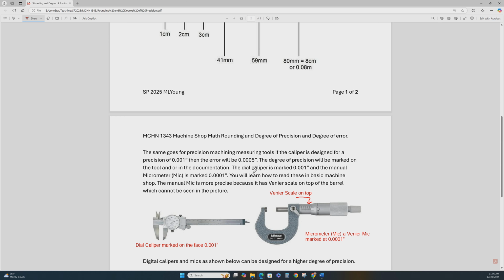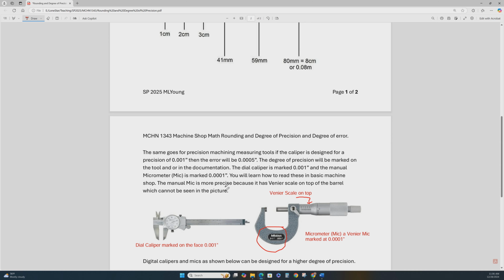All right, so then the degree of precision, we've already done that, degree of error. The degree of precision will be marked on the tool and/or on the documentation. You can see this is marked down here. And if this image was bigger, you would see it marked right in there. You will learn how to read these in basic machine shop.